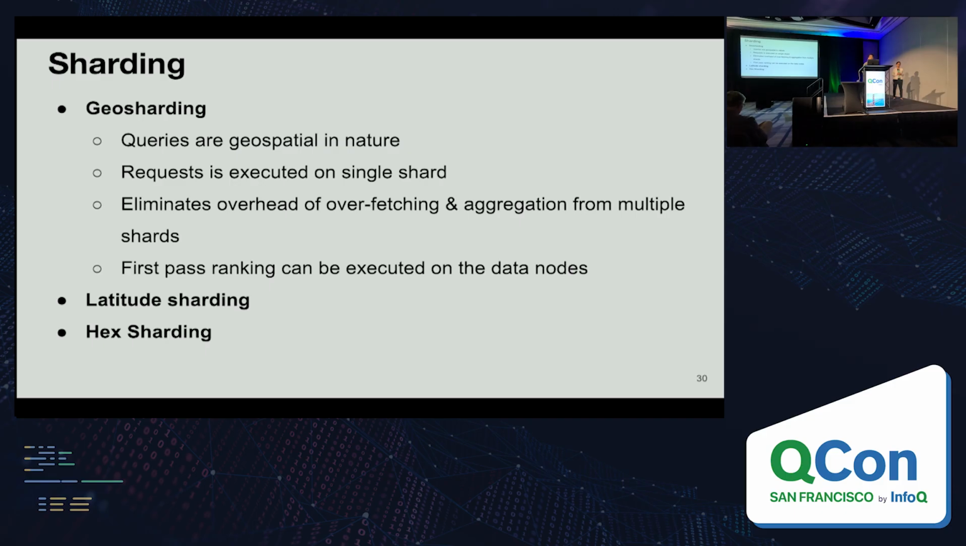So at scale, this is quite important, because if you fan out the request to multiple shards, then there is an overhead of overfetching and aggregating the results, which can be avoided by using geosharding. And the other benefit is that first-pass ranking can be executed on the data nodes. The reason is that the data node has the full view of the results for a given query, and then you can push the first-pass ranker down to the data node to make it efficient. The two geosharding techniques that we use are latitude sharding and hex sharding. I'll talk about both of them in detail in the next slides.